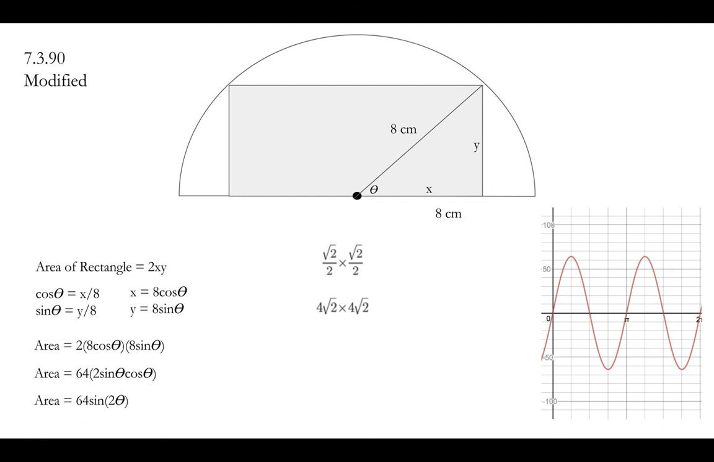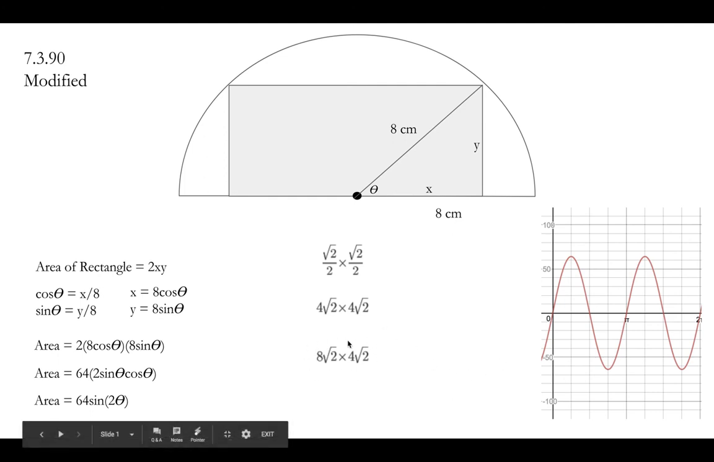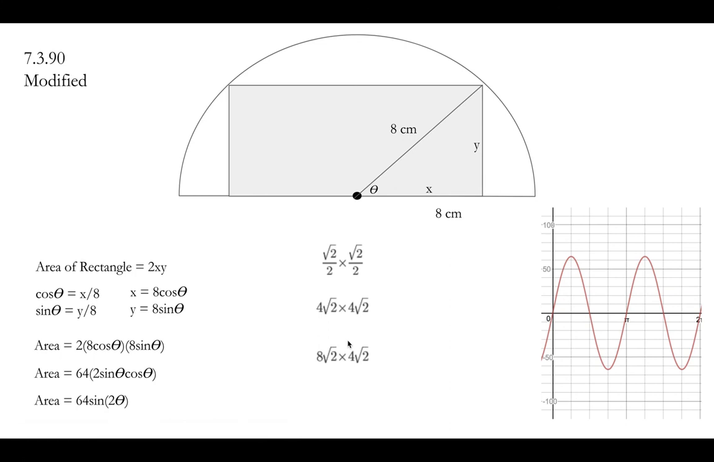But one of them has to be multiplied by 2, because currently we're only finding half of this rectangle right here. So we multiply one of those by 2 and get 8 root 2 times 4 root 2, which would be the dimensions for the inscribed rectangle with the largest possible area, which is 64. If you put this into a calculator, you'll find that it equals 64. And that's 7.3, number 90.